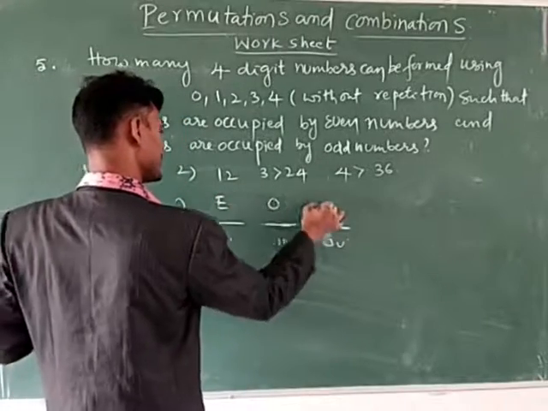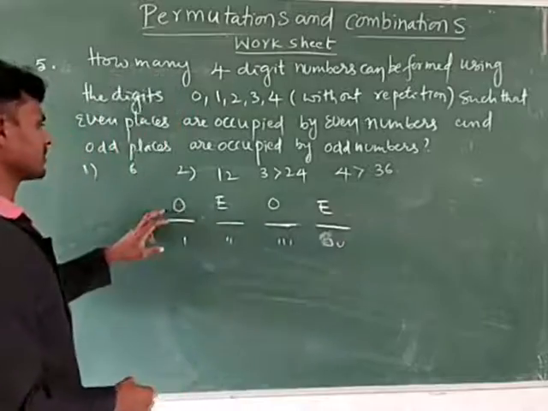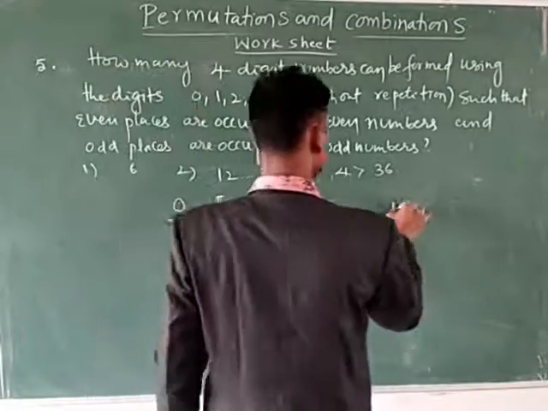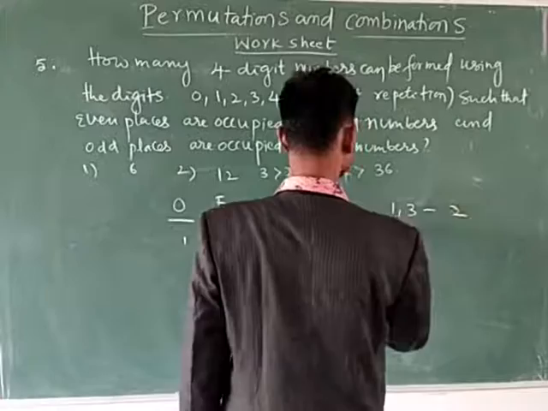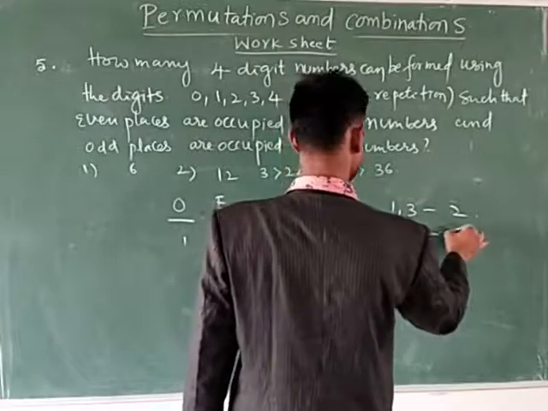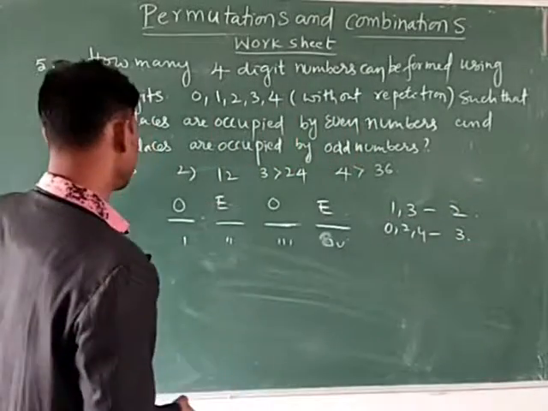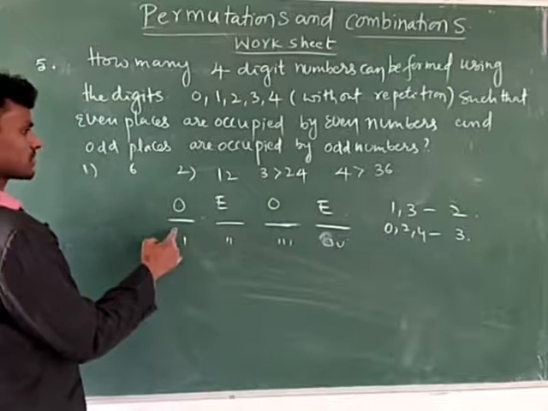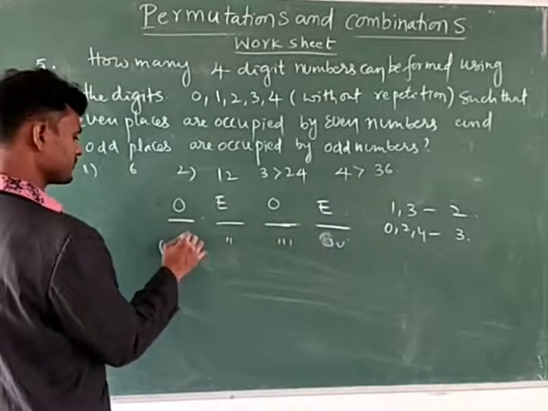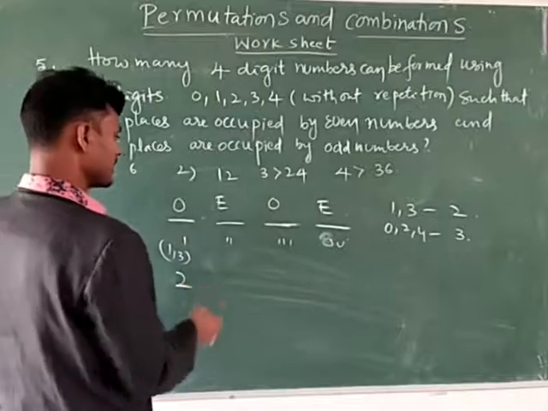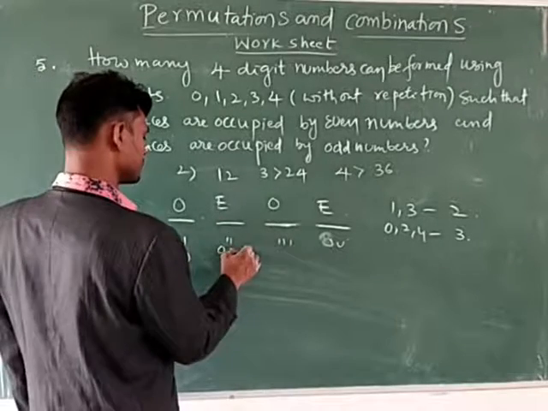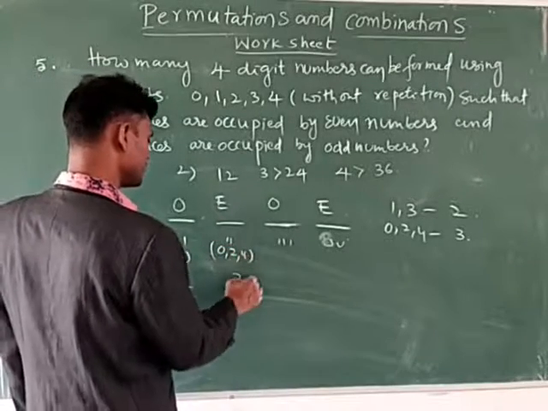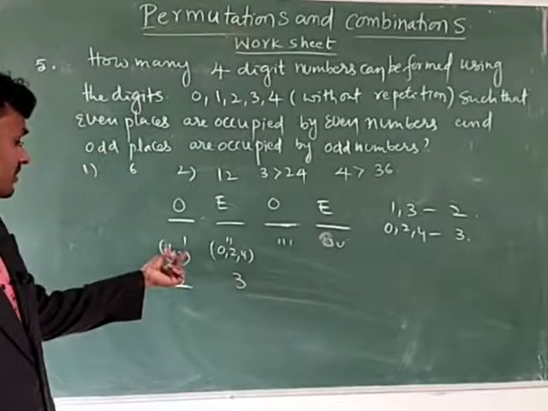odd, even, odd, even. See here, how many odd numbers are there? 1 and 3, here 2 numbers. Even numbers 0, 2, 4, here 3 even numbers. Here odd number total 1, 3, we have to fix, that is 2 ways. Next, the second one is an even number, 0, 2, 4, this is 3 ways.